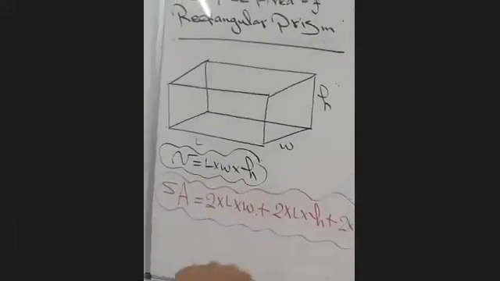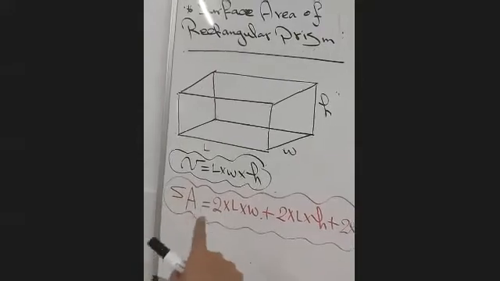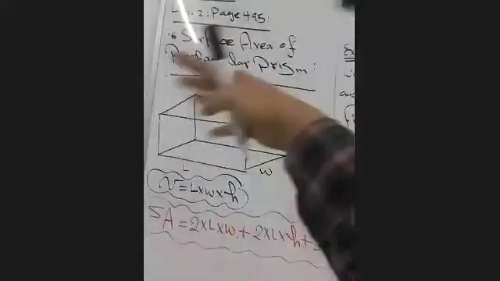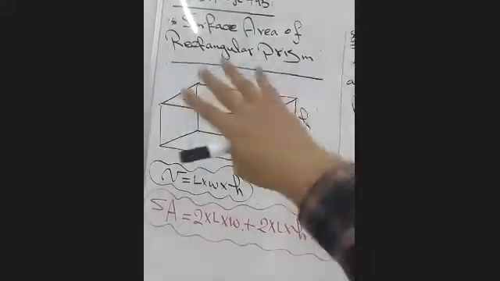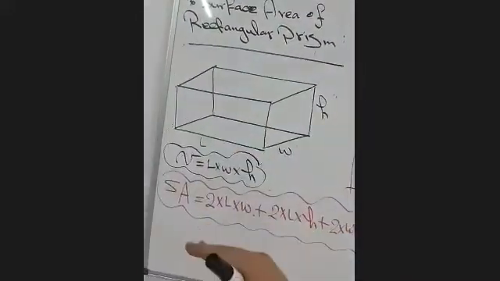Volume is length by width by height. But today we'll find what? SA, in big letters. SA means surface area, the area of the whole outside faces. Not volume.